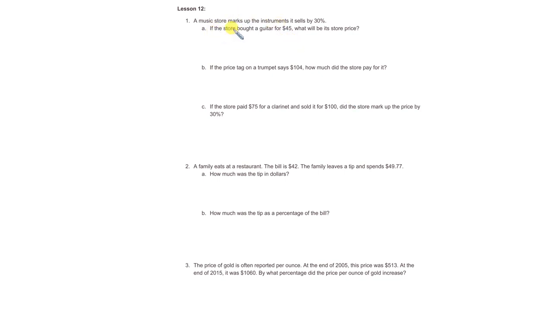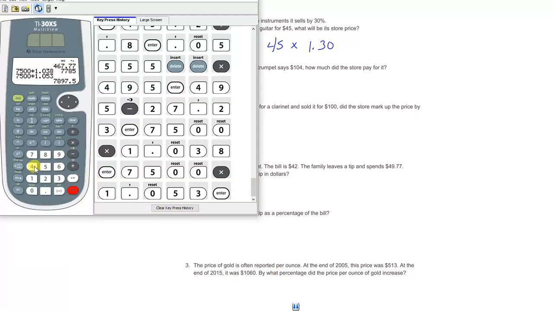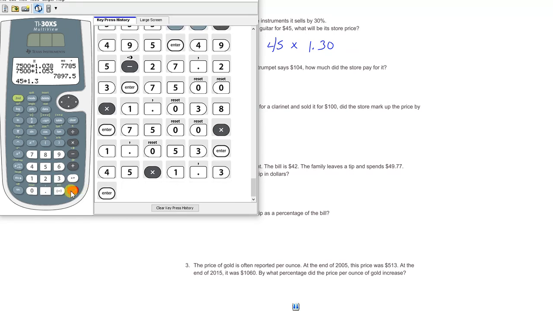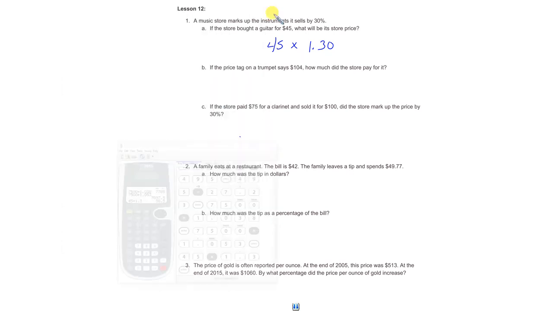First problem, a music store is marking up the instruments that they're selling by 30%. So if the store is buying the guitar for $45 and they're marking it up 30%, then all you've got to do is 45 multiplied by 1.30. That's 30% more than the whole. So 45 times 1.3. They're going to try to sell the guitar for $58.50. So that one's $58.50. All right, let's look at the next one.